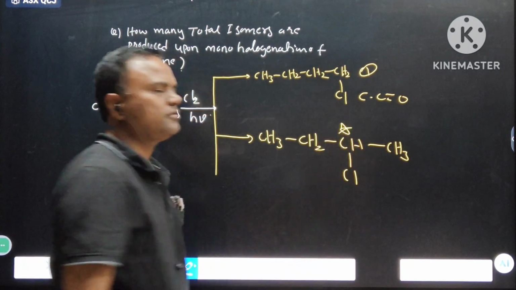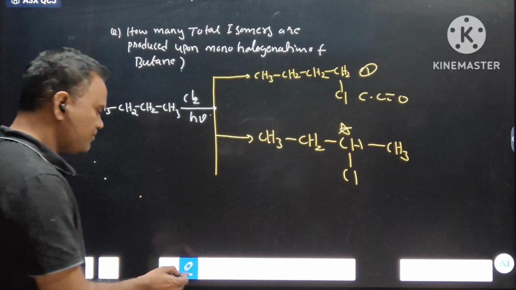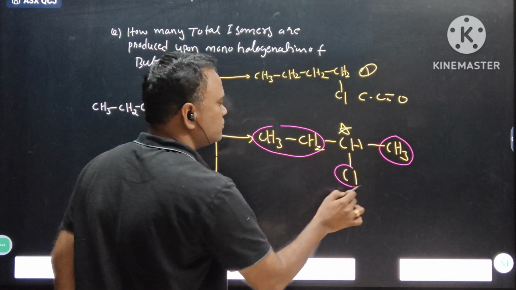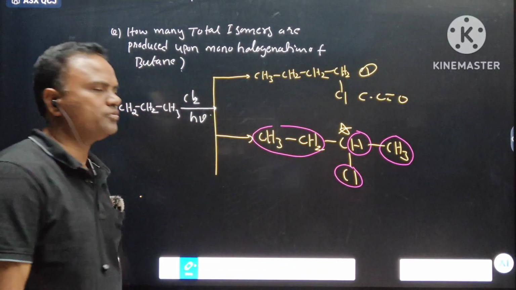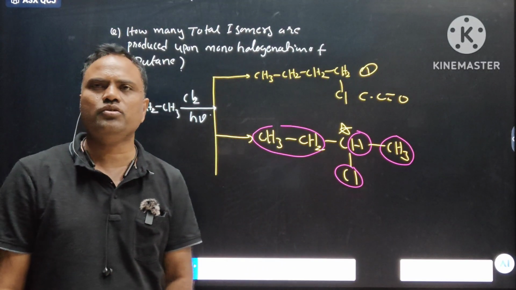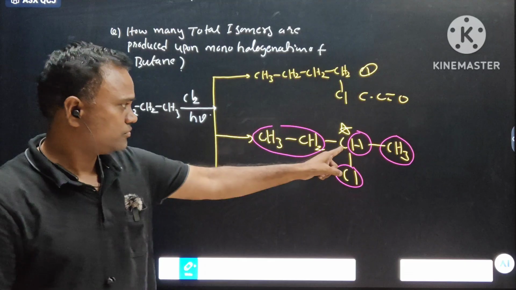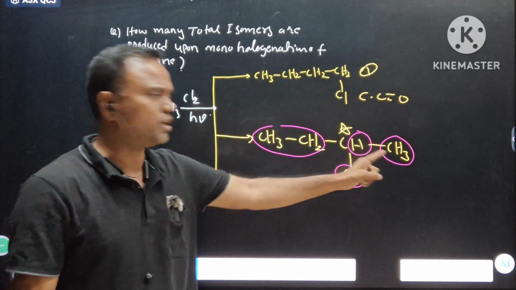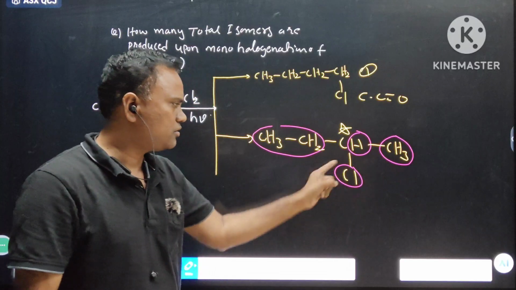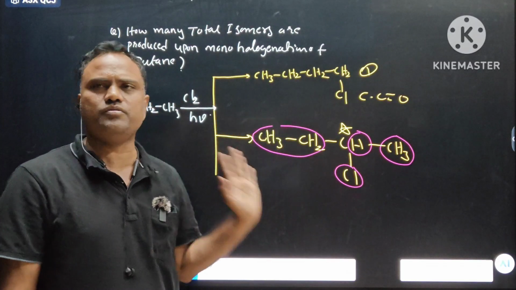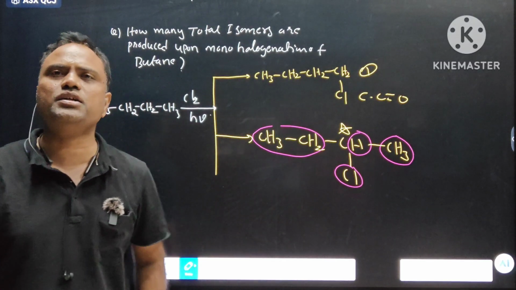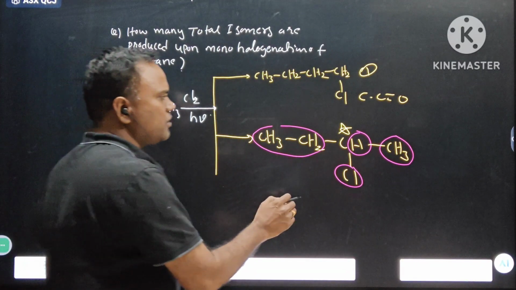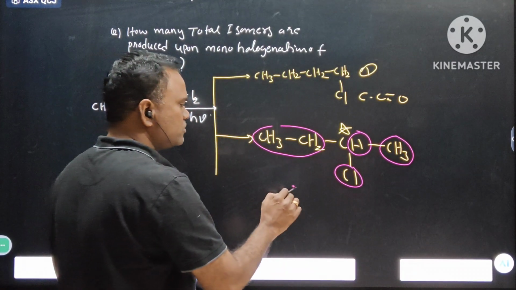This is the chiral center. Chiral center means the carbon which is surrounded by 4 different groups. Middle carbon is surrounded by H, one atom, CH3, another one, chlorine, another one. This total ethyl group is 1. So how many chiral centers are there in this compound? 1 chiral center. Then what is the formula to find the number of optical isomers?